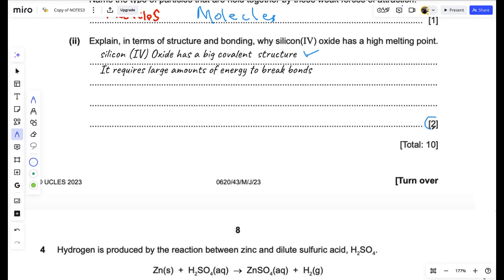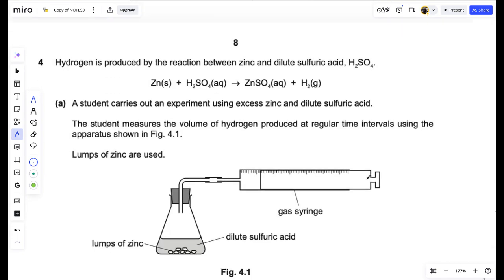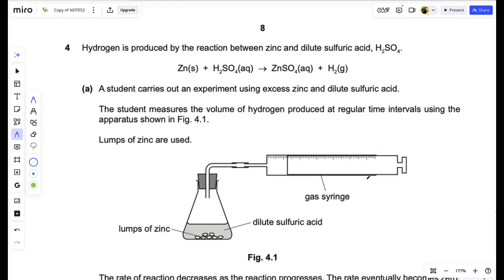If you're able to write these 2 points, you get 2 marks. Now let's go to question 4 on this paper.